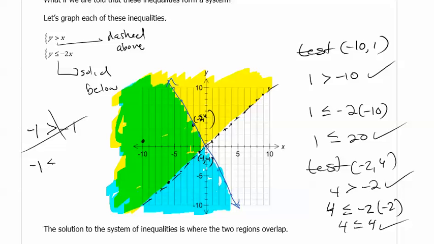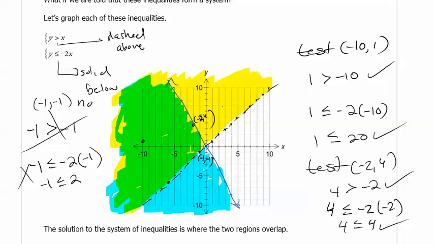So negative 1 is less than or equal to negative 2 times negative 1. So negative 1 is less than or equal to 2. That's true. So why does that happen? Well, it happens because it does satisfy the second inequality. Negative 1 is in the blue region. However, it does not satisfy both inequalities, so it cannot be a solution. Okay, so negative 1, negative 1 is not a solution.